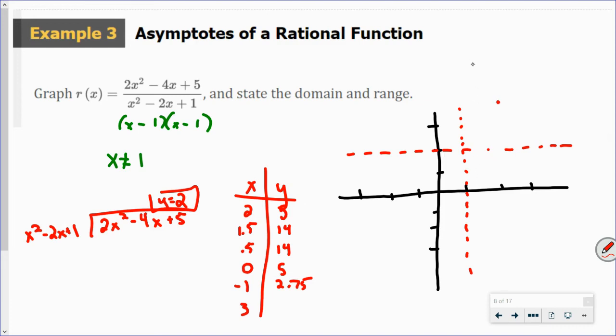Okay, so if I start plotting some of these, 2, we're at 5, so that's way up here. 1.5, we get 14, so that's way up here. So what this thing is doing is it's approaching there, and then as I go this way, it's approaching this line. And then over here at 0, we were at 5. At a half, we were at 14. So now it's approaching there, and then coming through here and approaching here. We can still get y-intercepts. We can still get x-intercepts. We can still get all of those things from the graph.